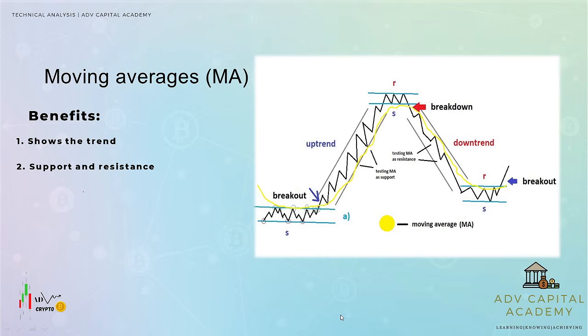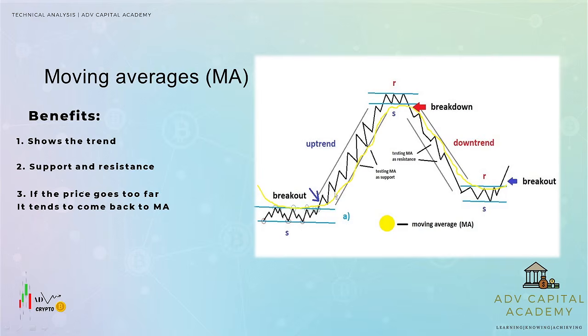Besides determining the trend, moving averages act as support in an uptrend and as resistance in a downtrend. You can see here that when the price is going up, it tends to come back and test the moving average as a support. And when the price is going down, it comes back and tests the moving average as a resistance.